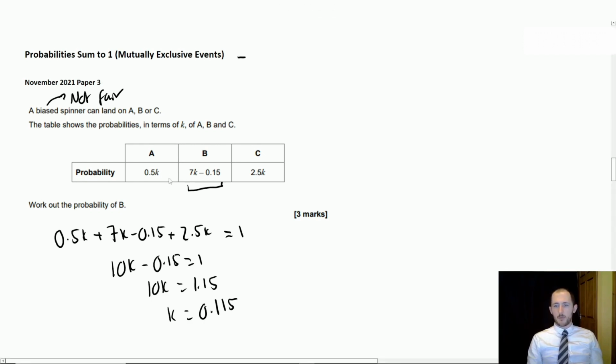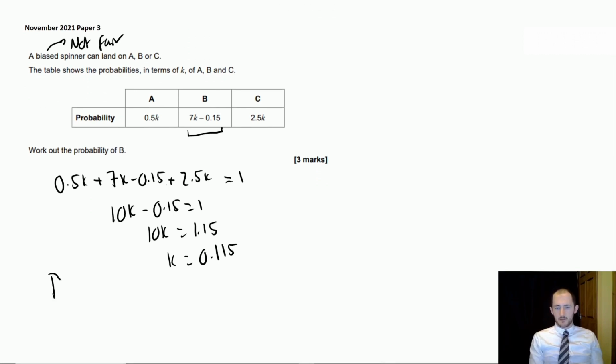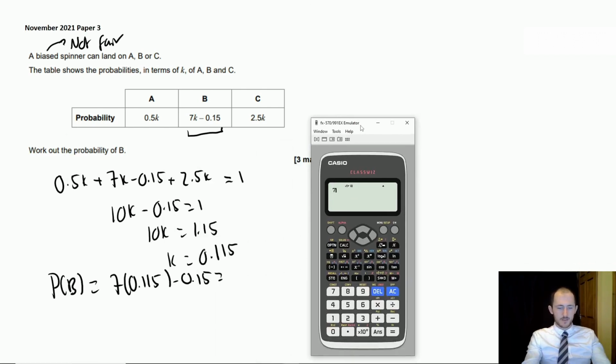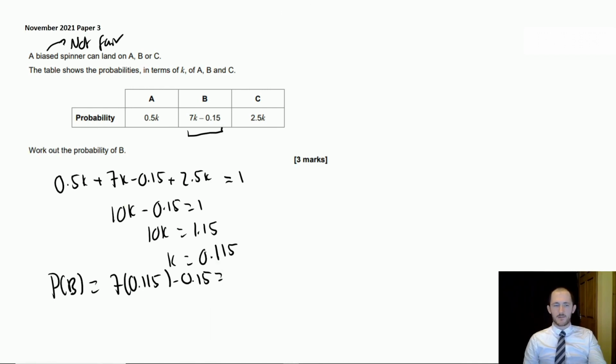So that means the probability of getting B is just equal to 7 times 0.115 minus 0.15. Okay, which I'm just going to use a calculator for that, because this is definitely a calculator question. We have 7 times 0.115 minus 0.15. Cool. That gives me 0.655. Yeah. If you ever get a probability greater than 1 or less than 0, you are definitely 1000% wrong.